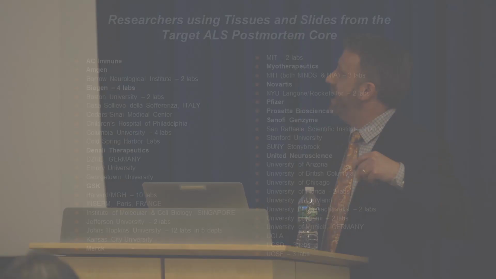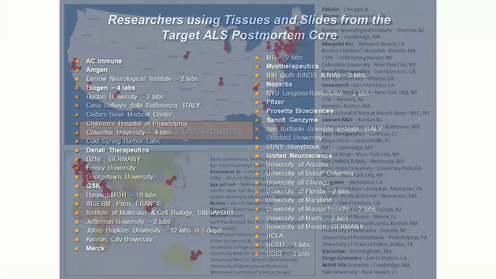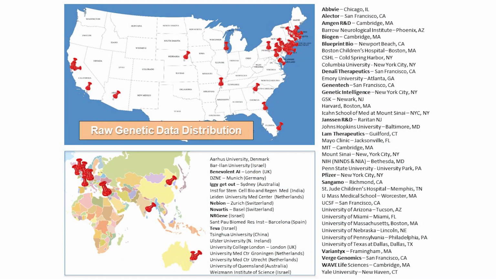Similarly, this is a list, and again, not updated, and I just got tired of it, of some of the labs, industry and academia around the world that are making use of these resources. And again, this is the people, so this is tissue and slides. This is raw genetic data from the New York Genome Center.